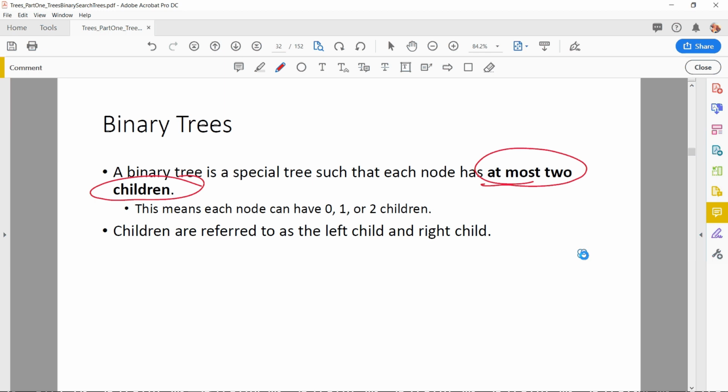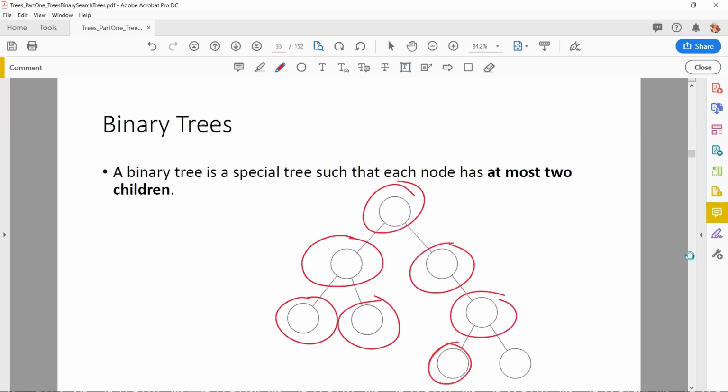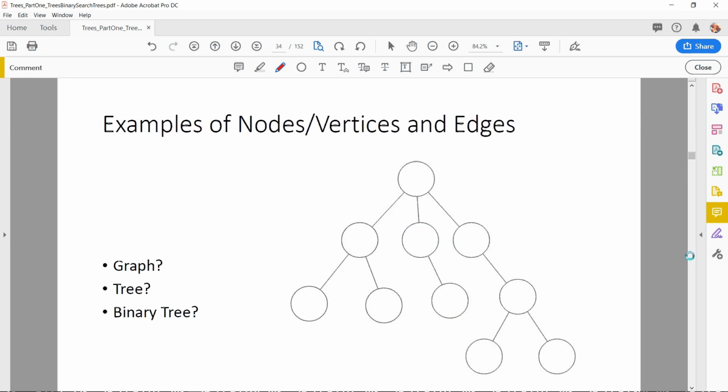Because that's the max number, the children are referred to as the left child and the right child. So again, a binary tree is a certain kind of tree with at most 2 children. You can see this is an example of a binary tree. This node here has 2 children, 0, 0, 1, 2, 0, 0. So each node can have either 0, 1, or 2 children.